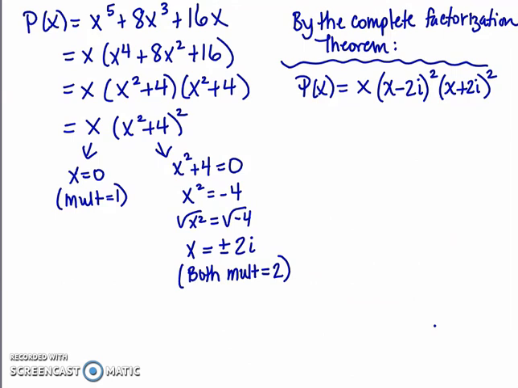So if we count up our exponents here, we have a total of 5, and our original polynomial had a degree of 5.